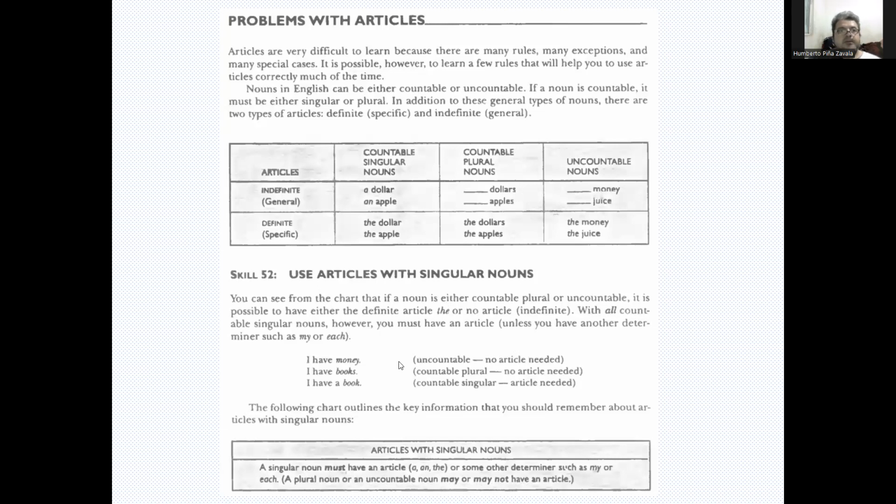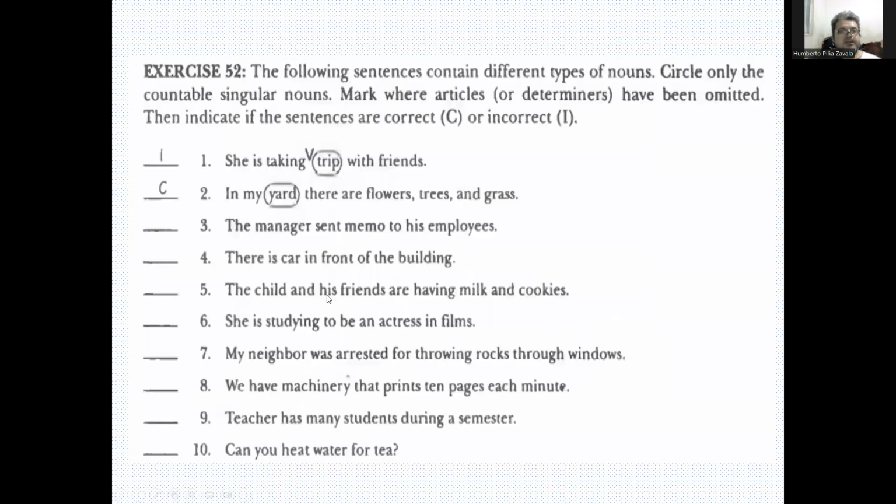Okay, so let's move on to the exercise. Here, it reads like this. The following sentences contain different types of nouns. We're going to circle the countable singular nouns. We're going to mark the articles that have been omitted. And then indicate whether the sentences are correct or incorrect. So let's look at the examples.